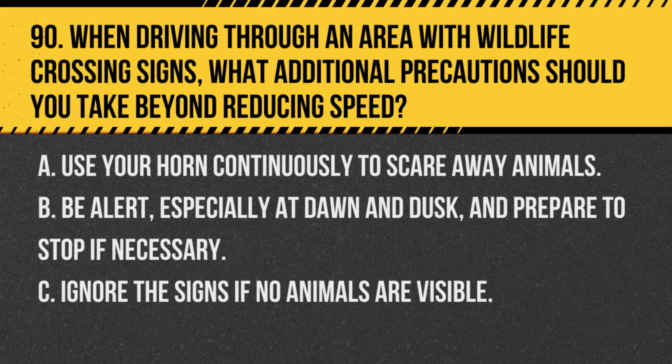Question 90. When driving through an area with wildlife crossing signs, what additional precautions should you take beyond reducing speed? A. Use your horn continuously to scare away animals. B. Be alert, especially at dawn and dusk, and prepare to stop if necessary. C. Ignore the signs if no animals are visible. Answer: B. Be alert, especially at dawn and dusk, and prepare to stop if necessary. Many animals are most active at these times, increasing the risk of crossing paths with vehicles.